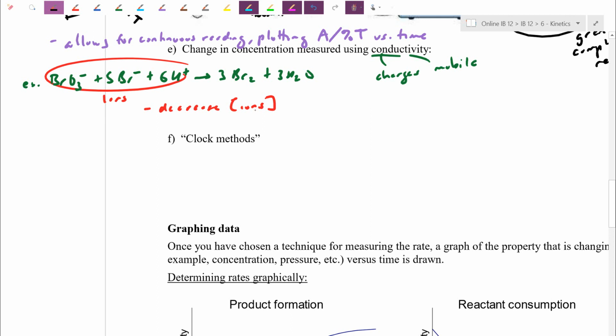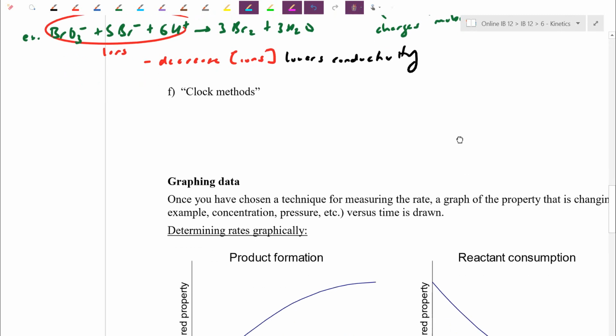Decreased concentration of ions lowers the conductivity. It makes the solution less and less conductive. It doesn't carry a current as well. Right? So we've seen a couple different ways here. That one flows really nicely with our main definition. To measure the rate of reaction, we're tracking the change in reactant concentration as it gets consumed, or the change in product concentration as it gets produced.